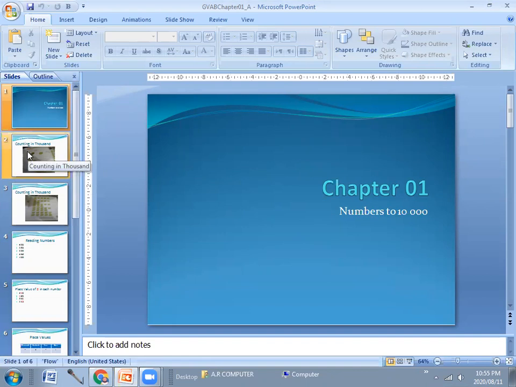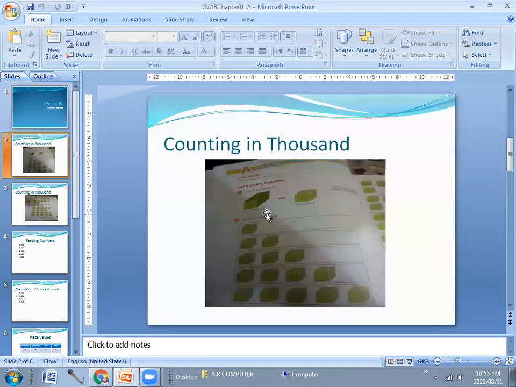So now, counting in thousands. If you see page number 2 of your pupil book, you can see this 100 square sheet, and this is a collection of 10 square sheets. So it makes 1,000. How many hundreds make 1,000? 10 hundreds. So 10 hundreds is equivalent to 1,000. This is a cube showing the number 1,000.